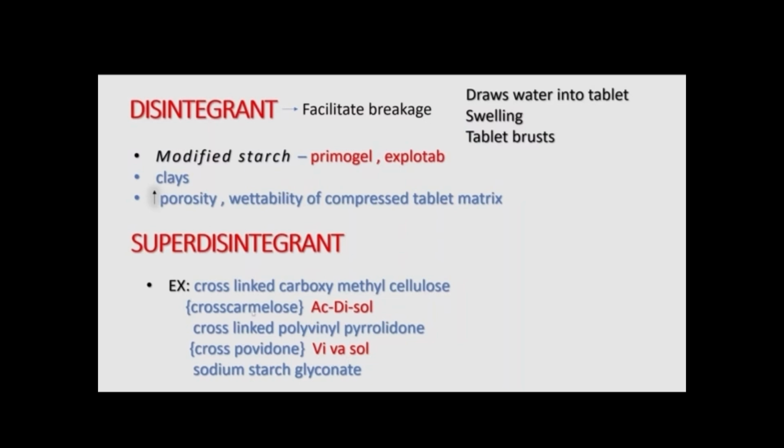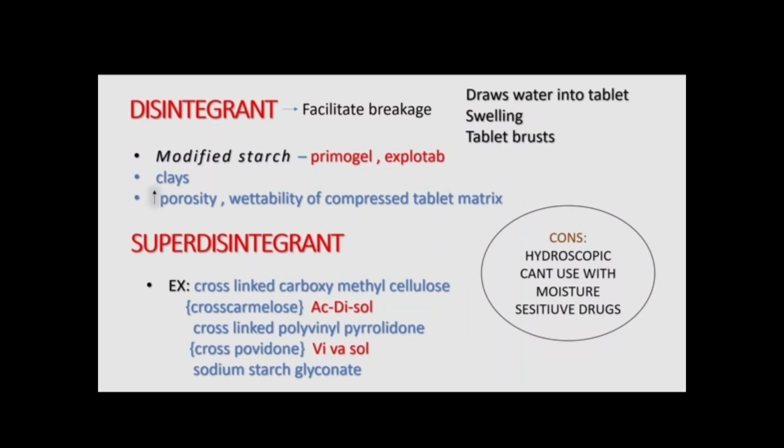So remember, cross-linked carboxymethylcellulose is called Acdisol. Cross-linked polyvinylpyrrolidone is called Vibasol. Another example being sodium starch glycolate. So what is the difference between disintegrant and super disintegrant? These have different types of cons, that means negative effects, like they are hygroscopic, that means they cannot be used with moisture sensitive drugs. That is the difference. Next, glidant.